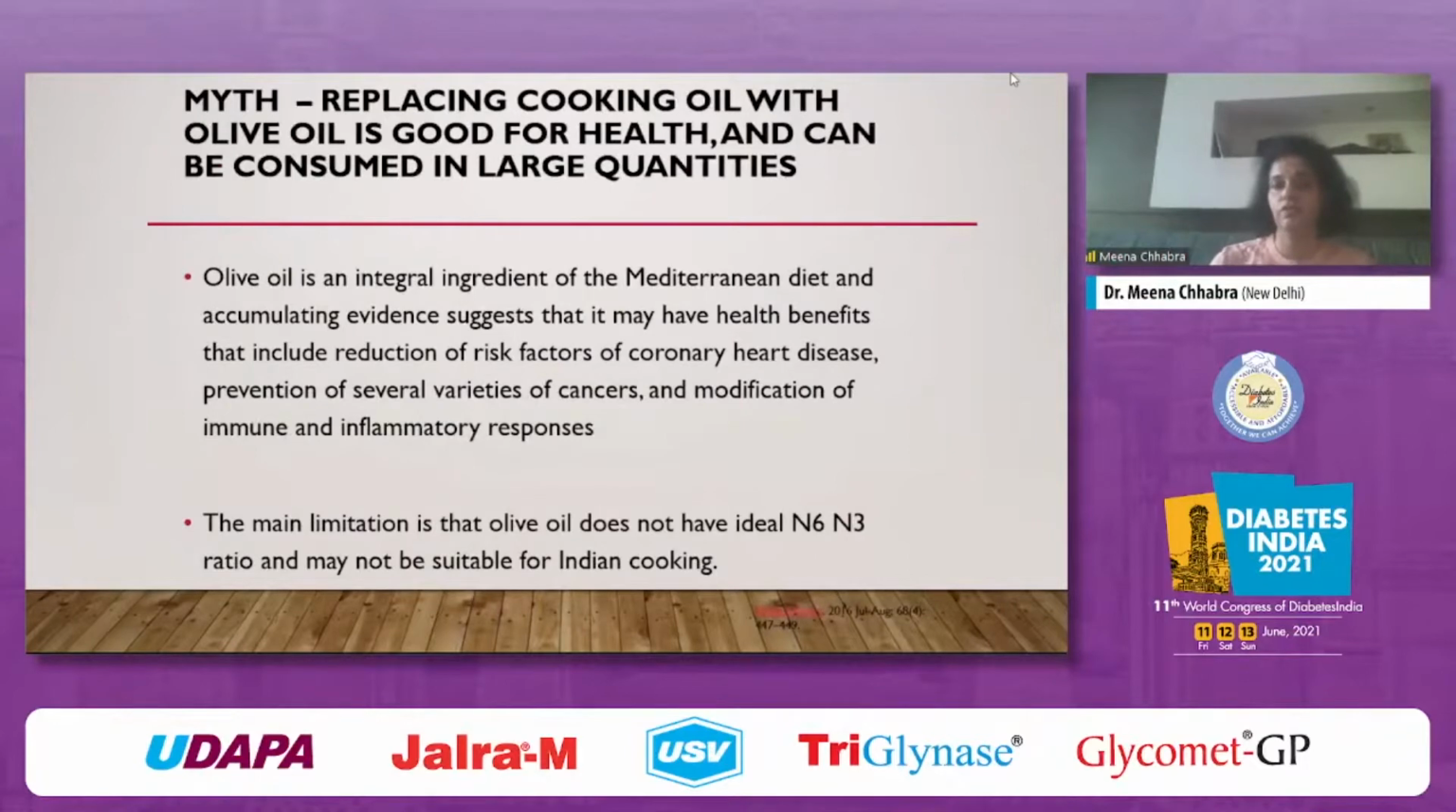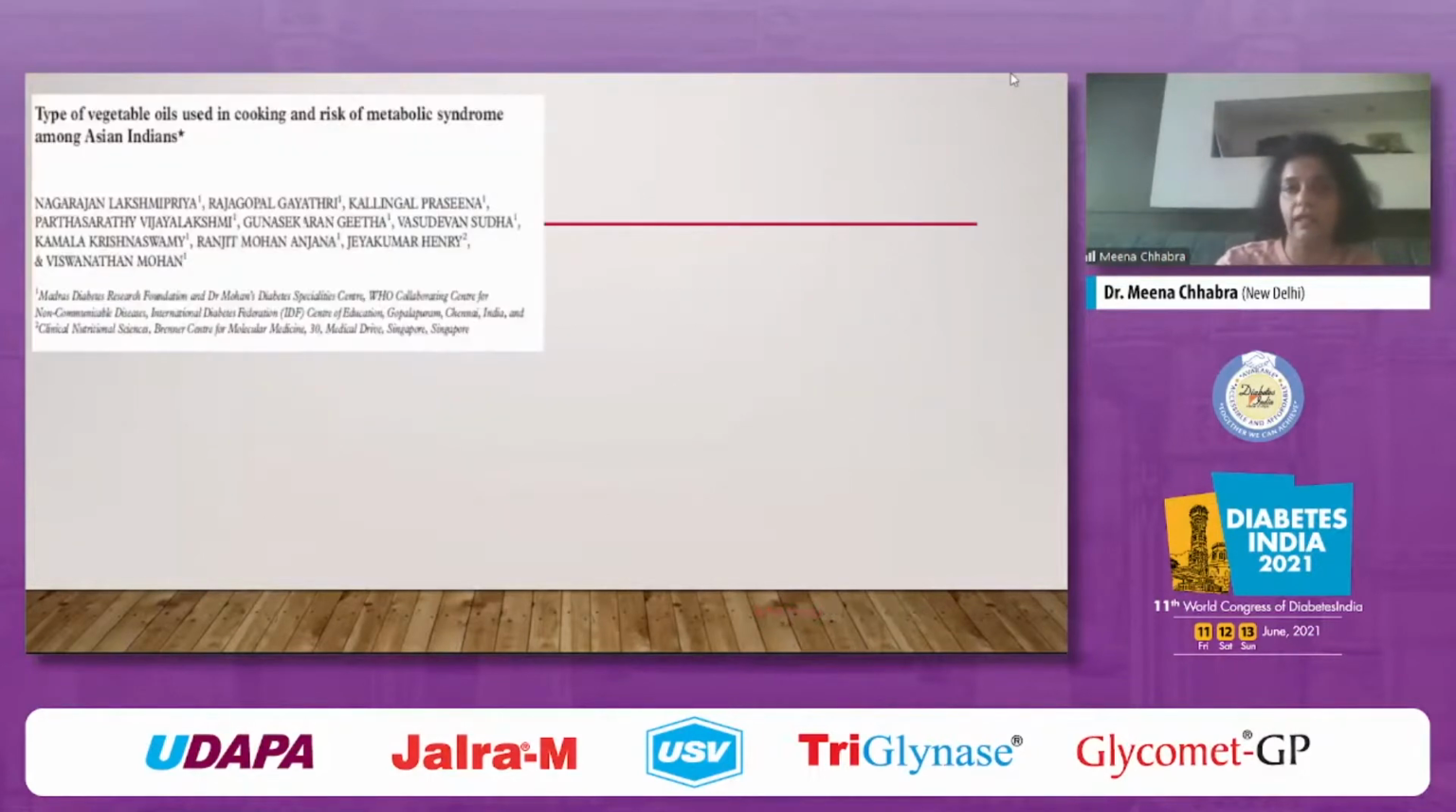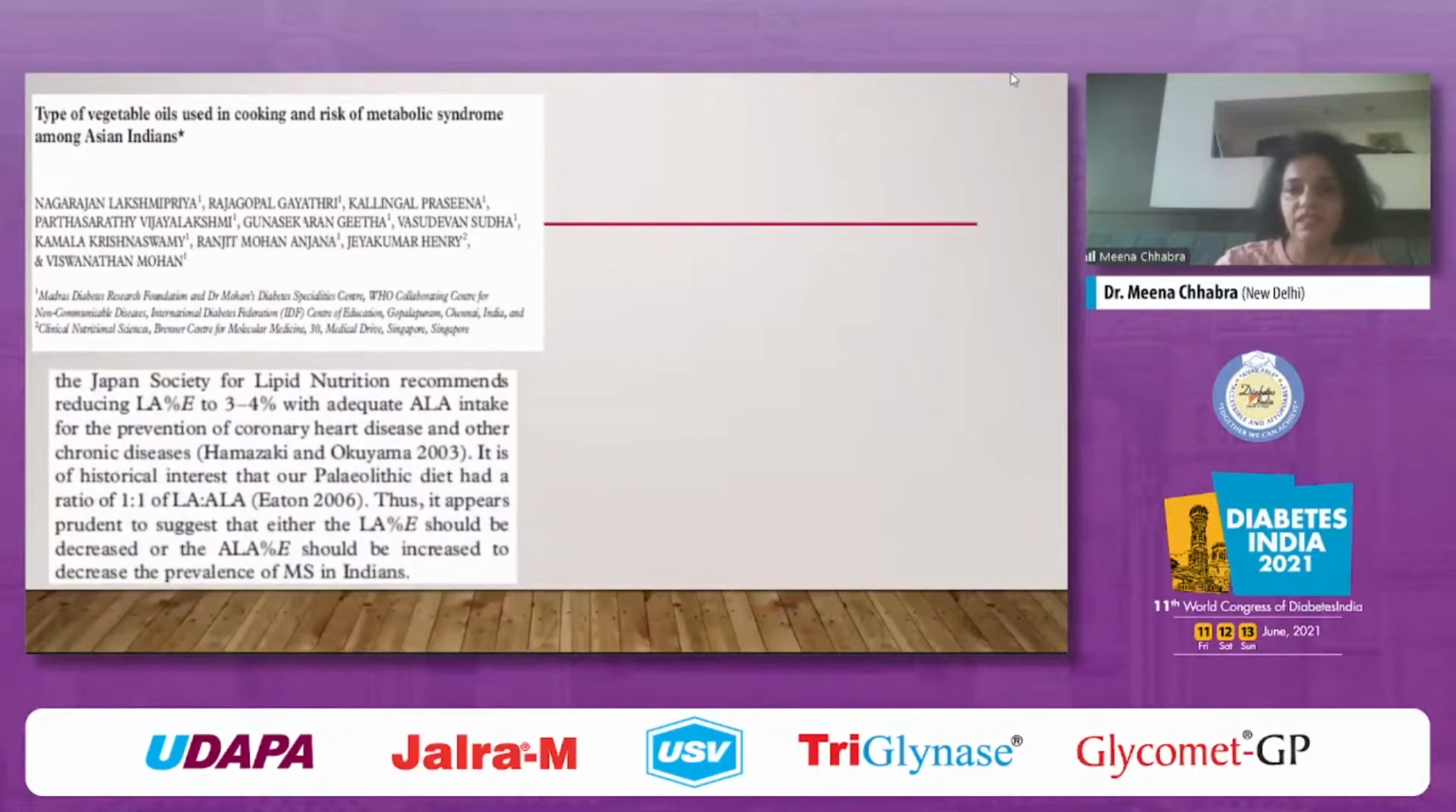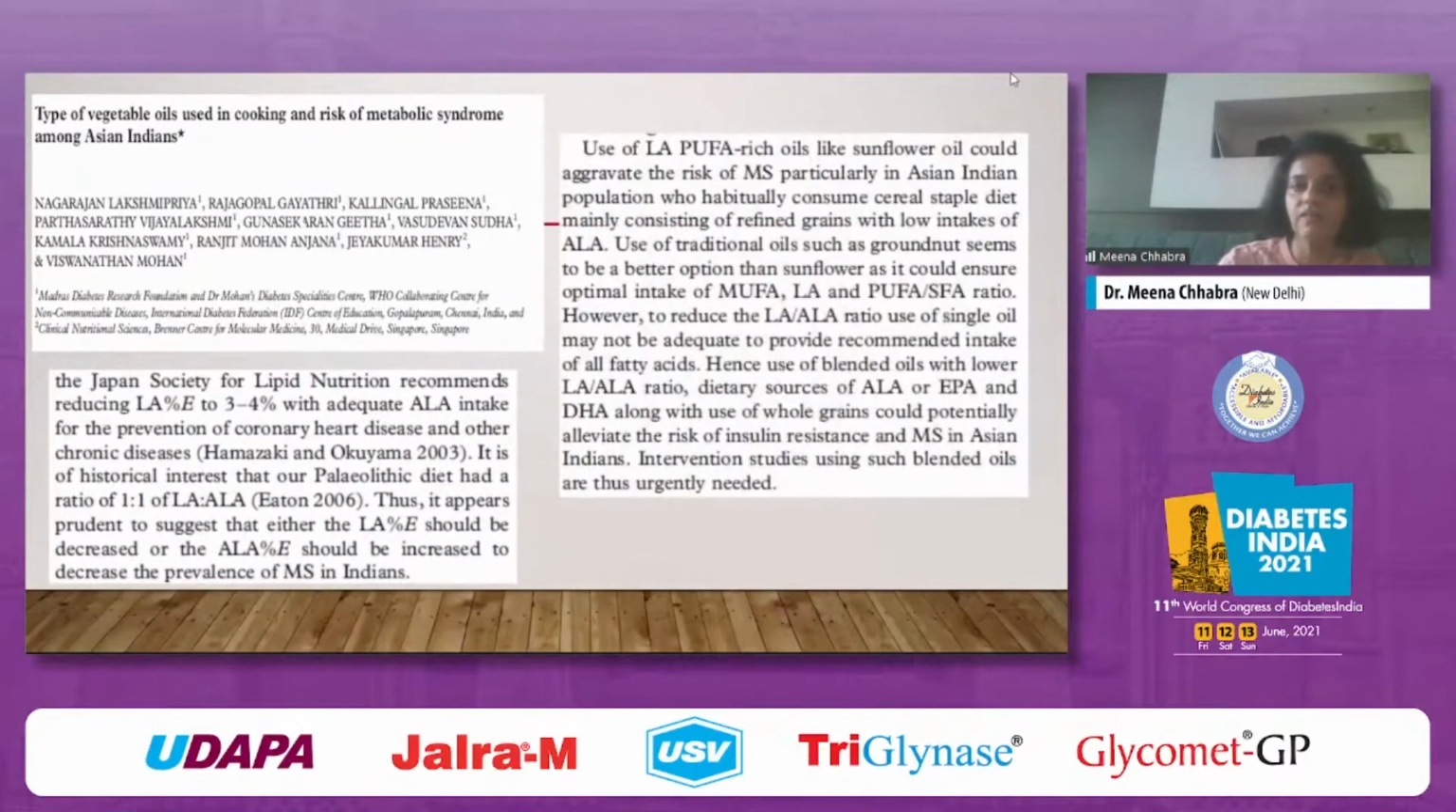Here, heat is used. Now, olive oil is an integral part of the Mediterranean diet, but the main limitation is that olive oil does not have an ideal omega-6 to omega-3 ratio. And second, the smoking point of olive oil is not very high, and it may not be very good for people in India who like their tadkas and want oil to smoke so that they can use it for tadka. Now, this is a very interesting study I'll be discussing about sunflower oil.